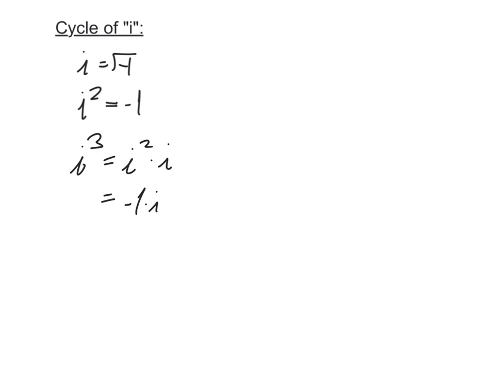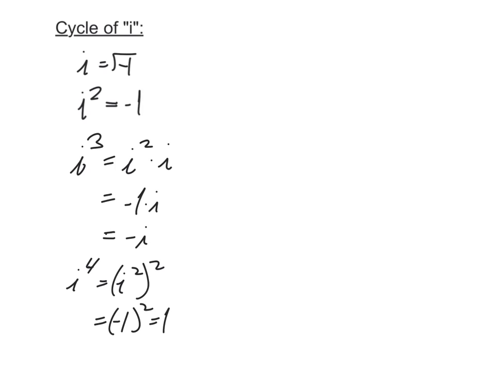The definition of i is that i squared is equal to negative 1. That makes i equal to the square root of negative 1, which of course we just call i. When we get to i to the third, we can rewrite that as i squared times i. i squared is negative 1, and i is i, so i cubed is negative i. i to the fourth is i squared squared, which is negative 1 squared, or 1.